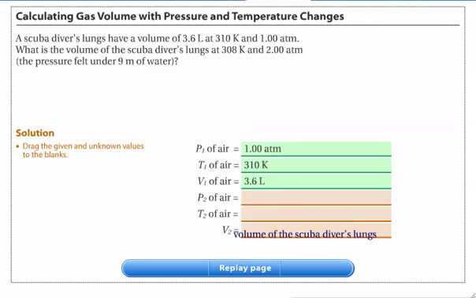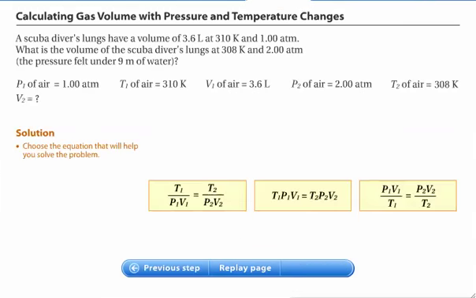What is the volume of the scuba diver's lungs when they're at 308 Kelvin? So they've gone to a place a little bit colder, 308 Kelvin, and at 2 atmospheres. So now they're feeling a lot more pressure, and that's due to the weight of the water on top of them as well. So I've made sure that I had all my variables paired up the way they should for each condition.